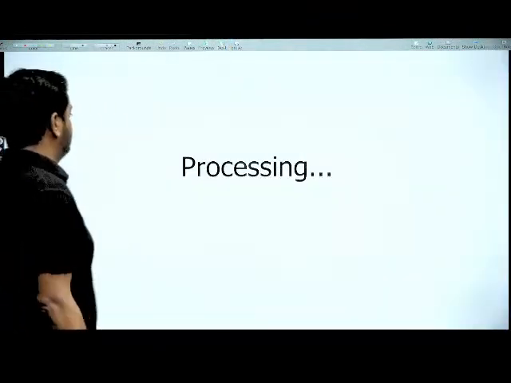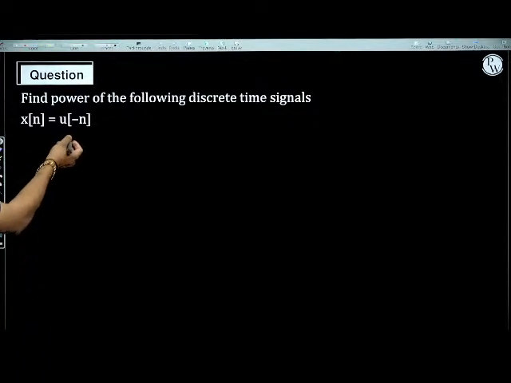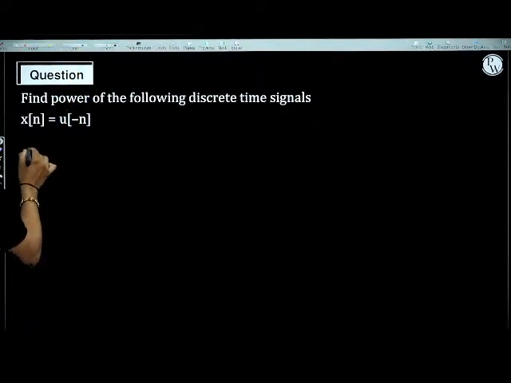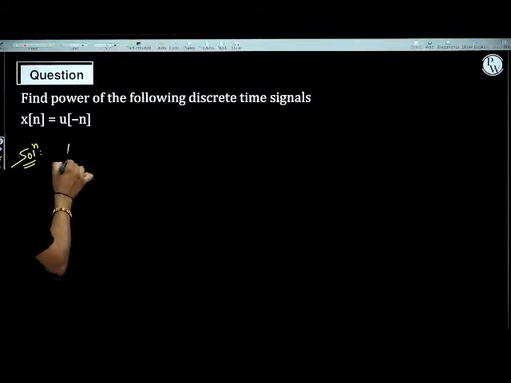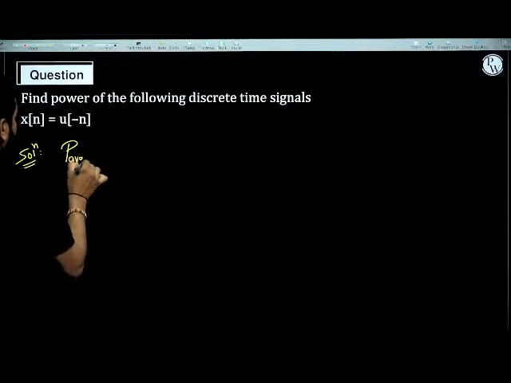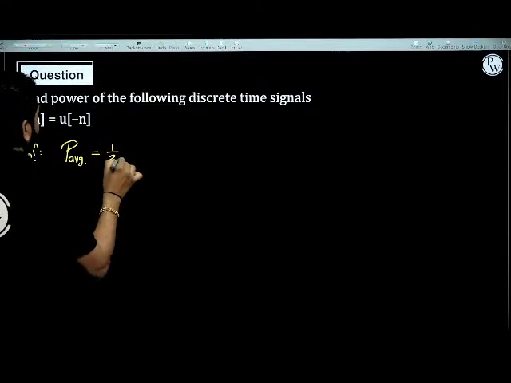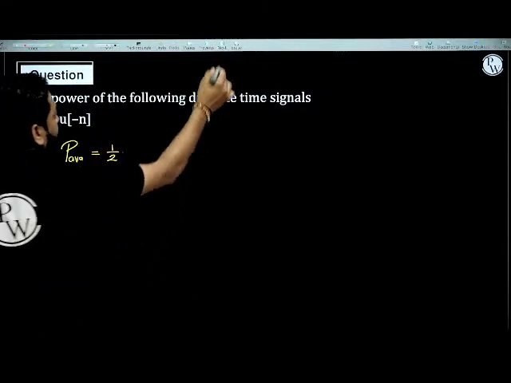Now let us take the next question. Again, I told you guys already, we discussed the power of u of minus n. So the average power will again be 1 by 2, simple. Okay. Next.